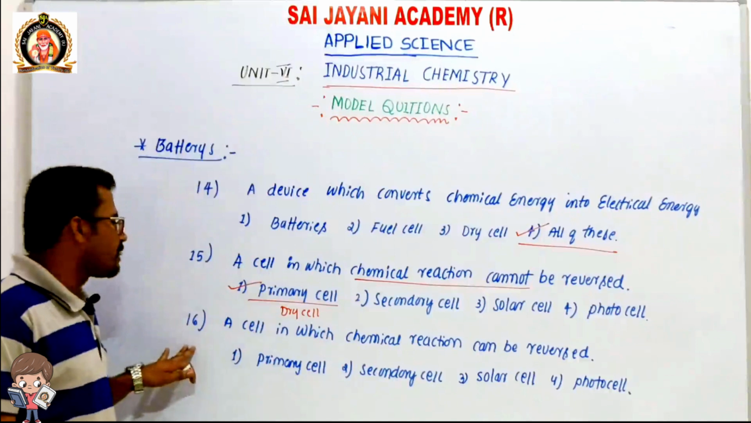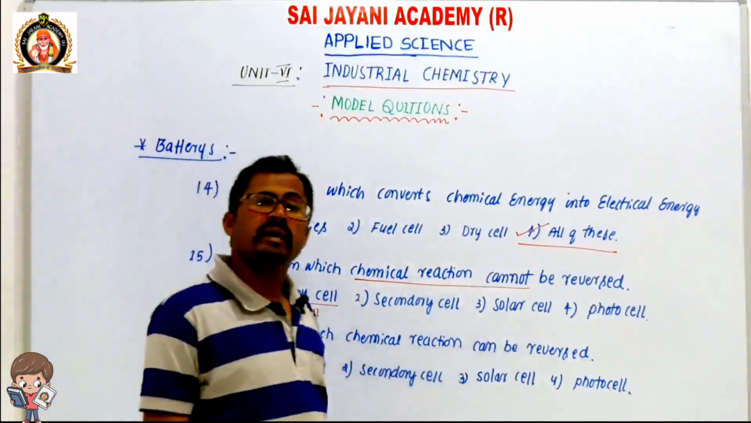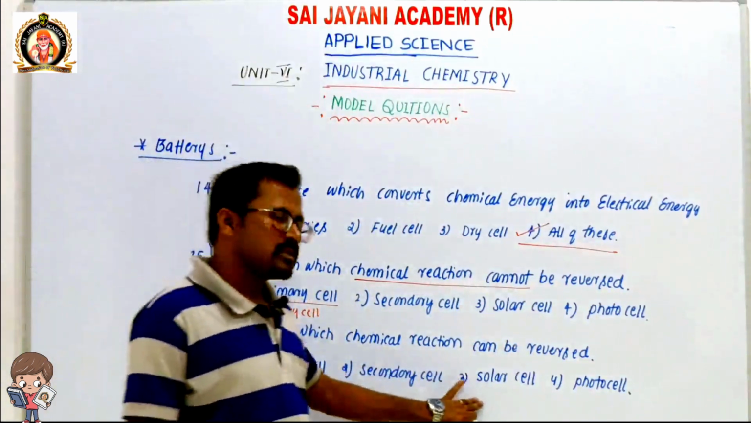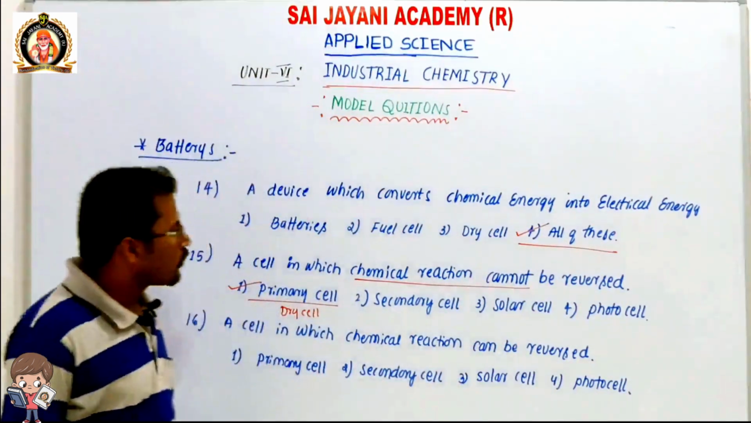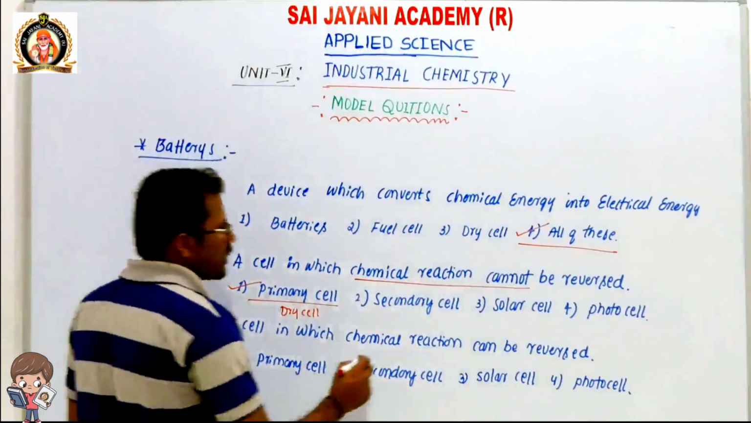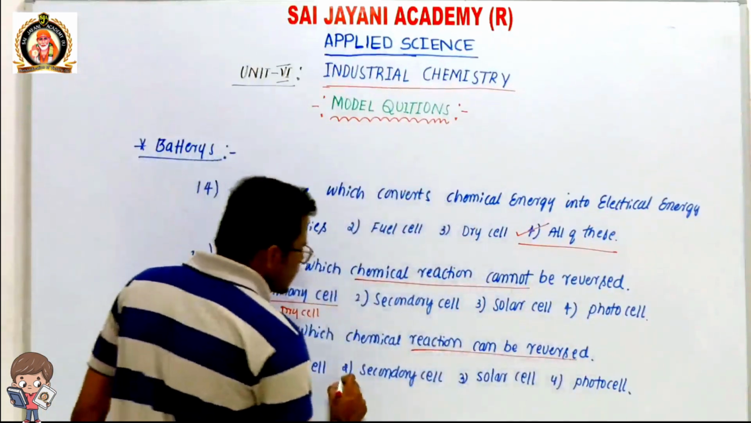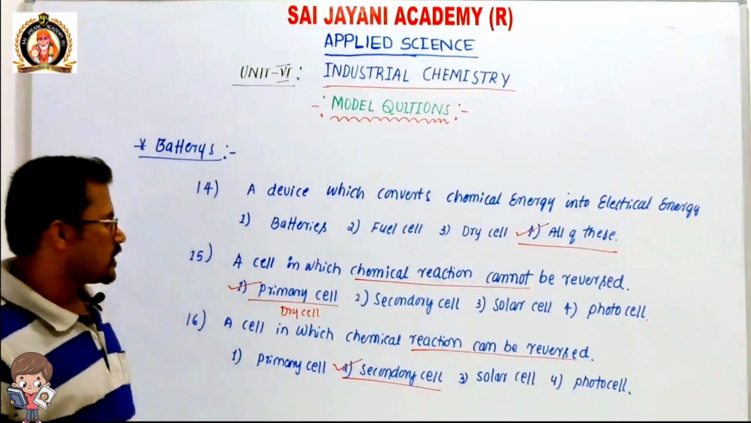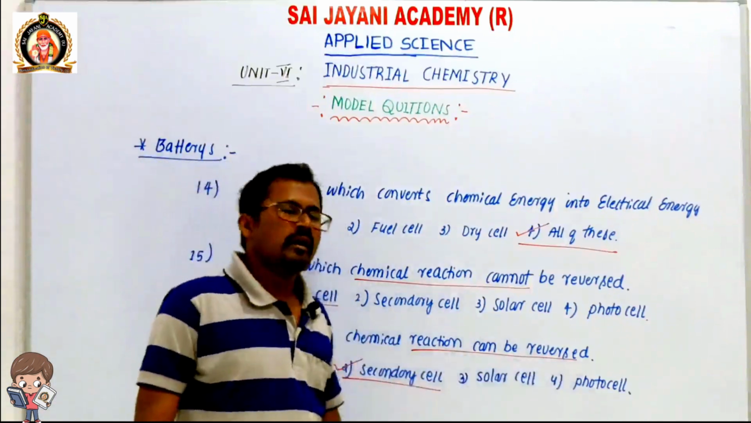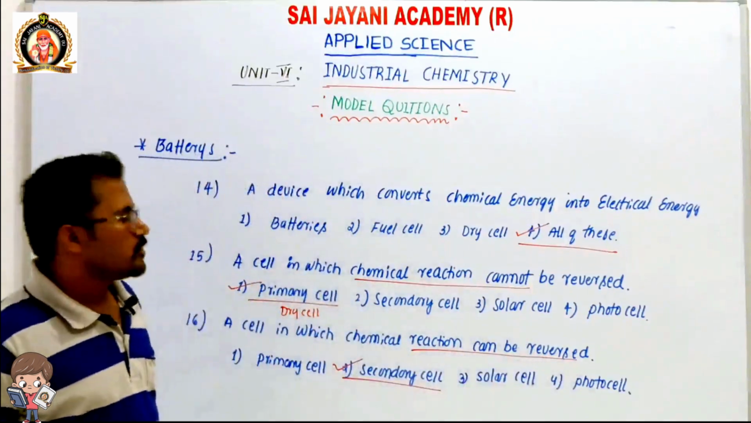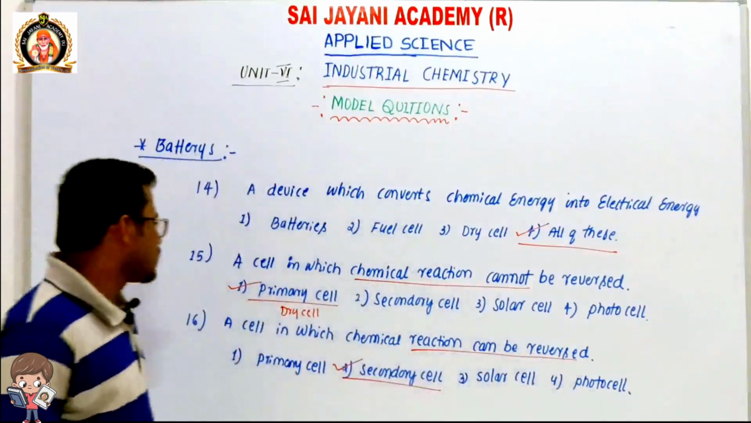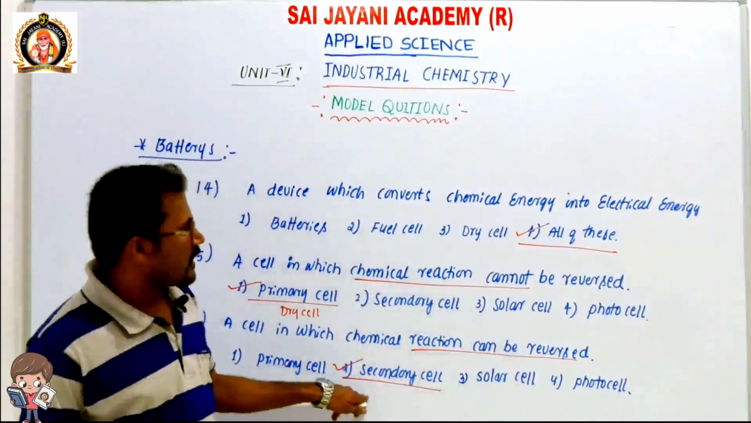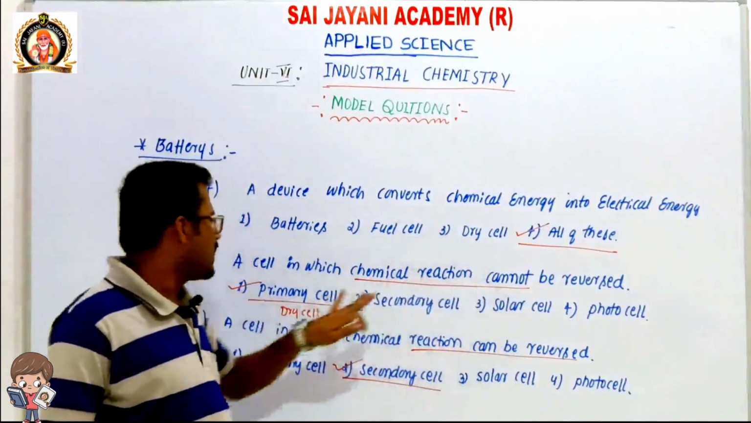Next, question number 16. A cell in which the chemical reaction can be reversed. Option 1 primary cell, option 2 secondary cell, option 3 solar cell, option 4 photocell. A cell in which the chemical reaction can be reversed is a secondary cell, for example a lead acid battery. So option 2 is the right answer. Solar cell and photocell are not related to this question. So a cell in which the chemical reaction can be reversed is a secondary cell, and one in which we cannot reverse the chemical reaction is a primary cell.